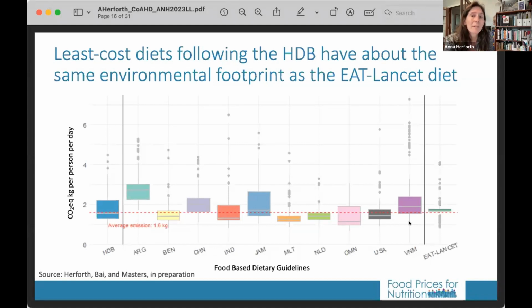And we've often heard people ask, well, healthy diet basket is a method for finding the cost of a healthy diet, but what about the cost of a healthy and sustainable diet? And so what we can say here is, in general, no extra calculation is really needed for a healthy and sustainable diet, because on average, we see that the least cost diets meeting the healthy diet basket specifications are actually quite sustainable and on par with the Eat Lancet diet.